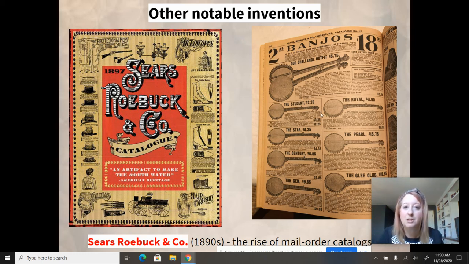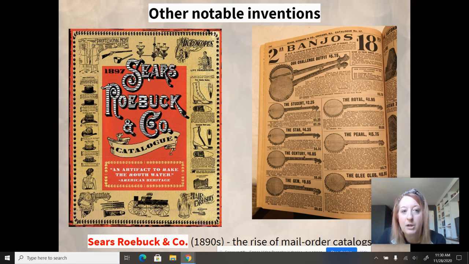And as you guys can see here, you can get a banjo for $2. You could buy guns, you could buy clothing. It pretty much had anything you could think of. And then you'd place your order and then those items would be delivered to your house. And they would be delivered, going back to Mr. Brigham's video, as a result of the railroads. So the railroads were really instrumental in allowing these companies to ship products to their customers.